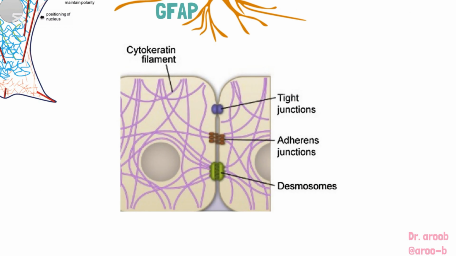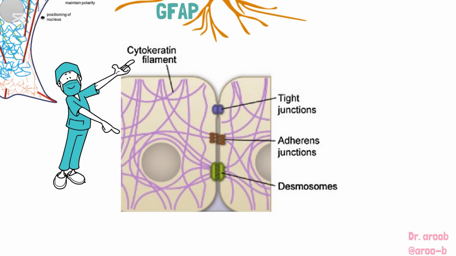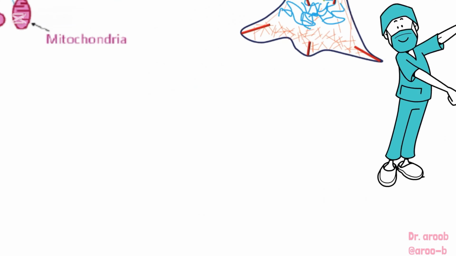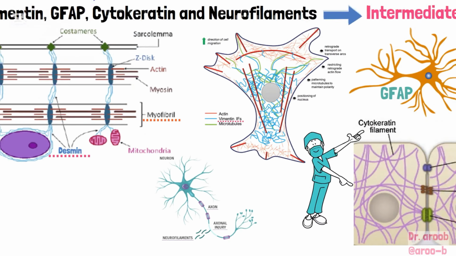Cytokeratin is a family of proteins found in epithelial cells, essential for forming the cell's structural framework and protecting against mechanical stress. Neurofilaments are found in the neuron, important for maintaining the shape and structure of the axon.